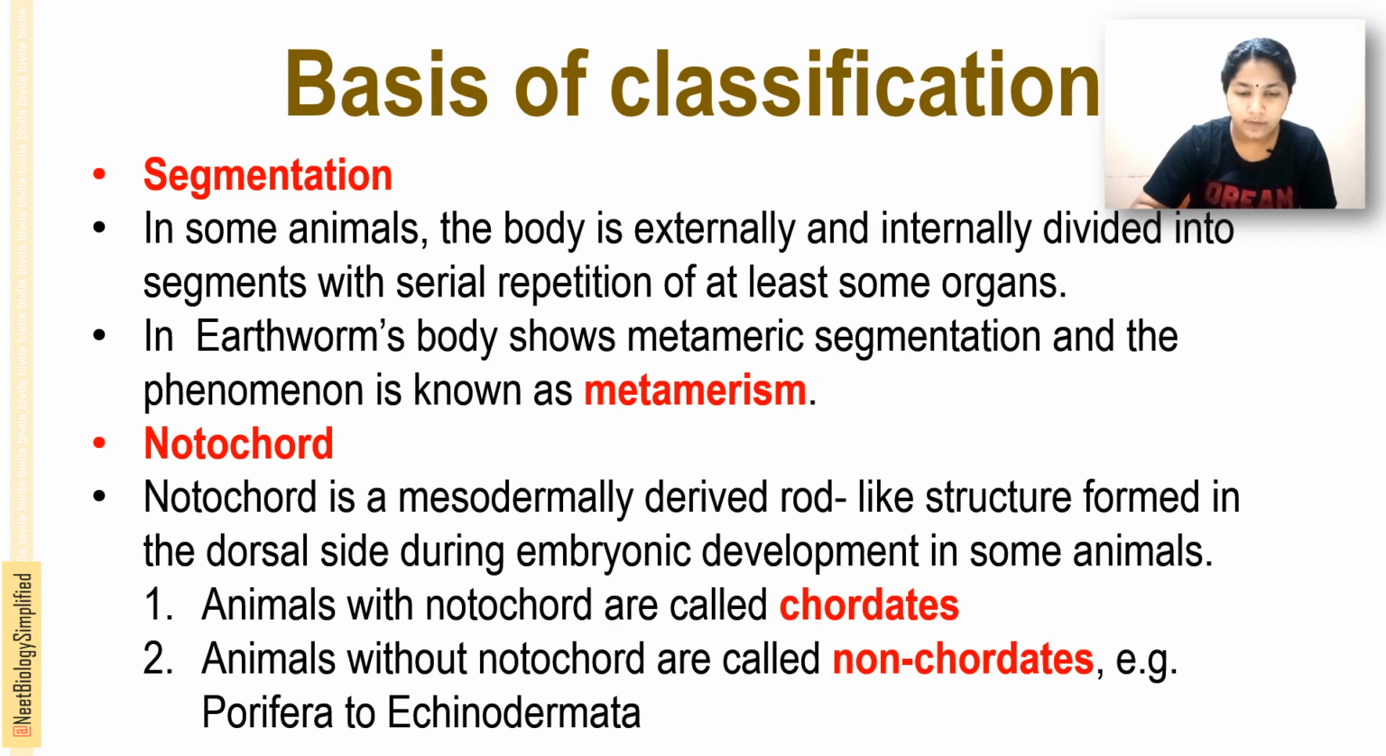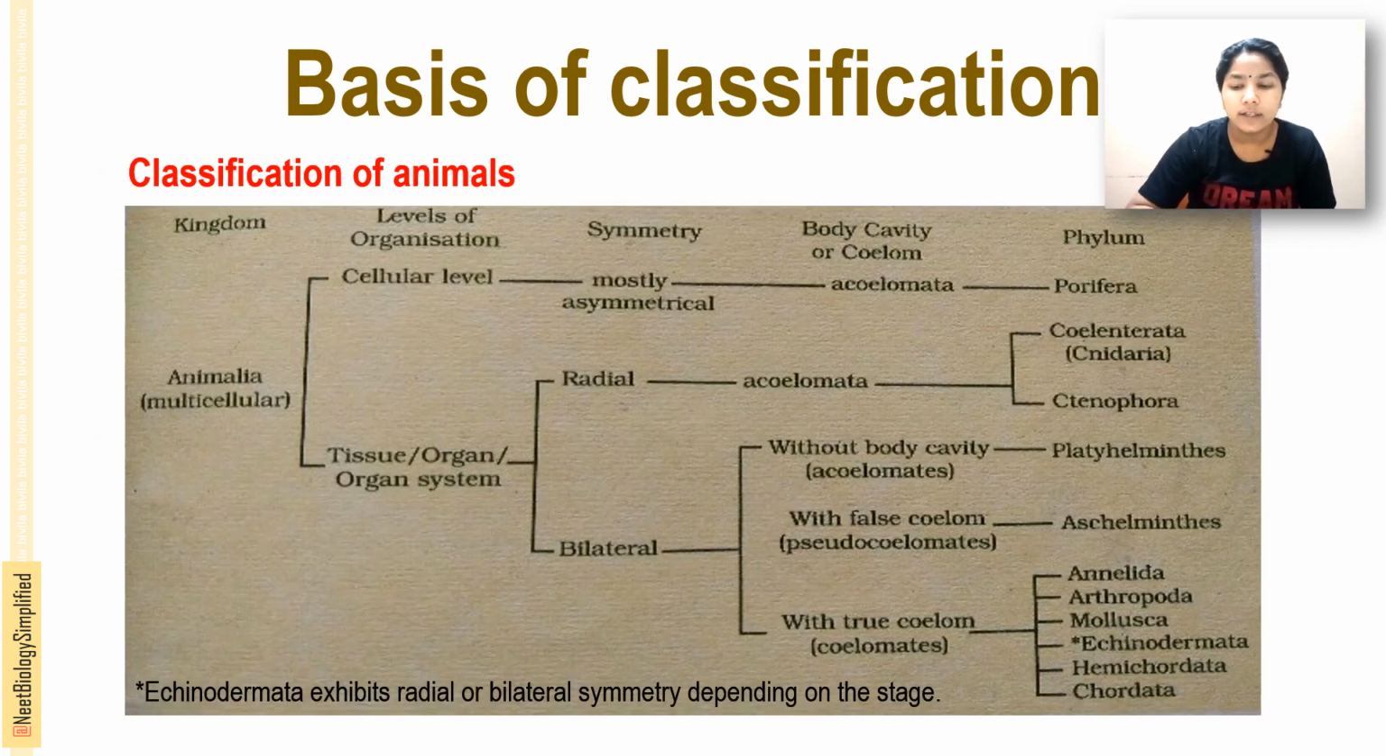Next is the classification of animals, a general chart from the NCERT textbook. You can see the kingdom is the animal kingdom, that is multicellular organisms. Then the level of organization is there, symmetry is there, then body cavity is there, then the phyla are there. First one is cellular level organization, then next is tissue level, then organ and organ system level of organization. In the cellular level of organization, mostly asymmetrical forms, and they are acoelomate, they do not have coelom or body cavity. Example is Porifera.